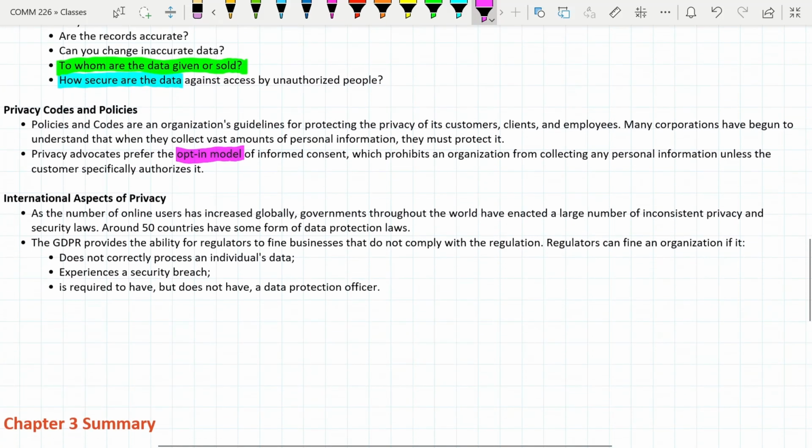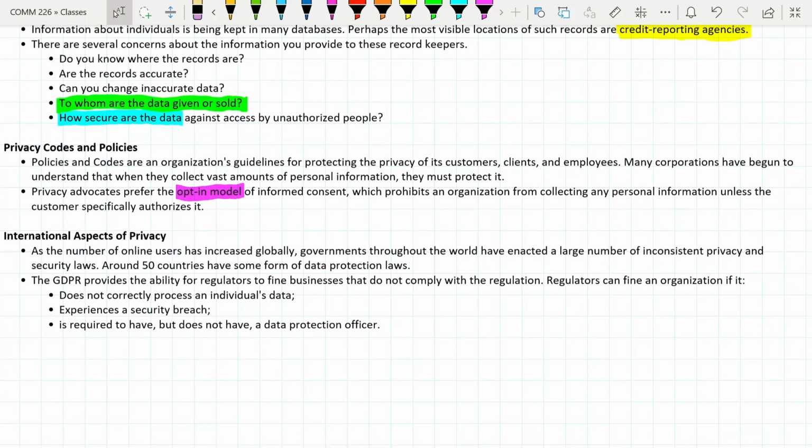So, international aspects of privacy. As the number of online users has increased globally, governments throughout the world have enacted a large number of inconsistent privacy and security laws. Around 50 countries have some form of data protection laws. The GDPR provides the ability for regulators to fine businesses that do not comply with the regulations. Regulators can fine an organization if it does not correctly process an individual's data, experiences a security breach, or is required to have but does not have a data protection officer.